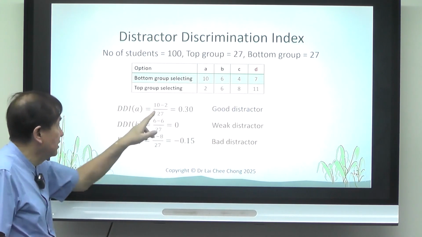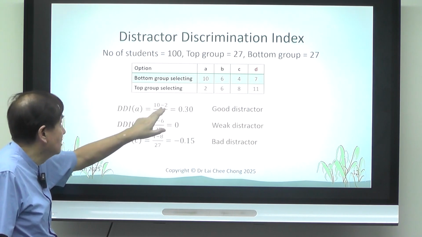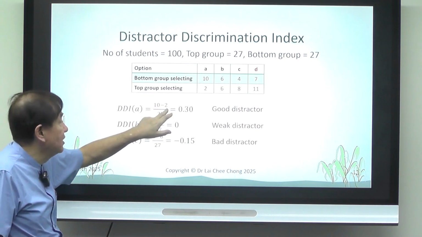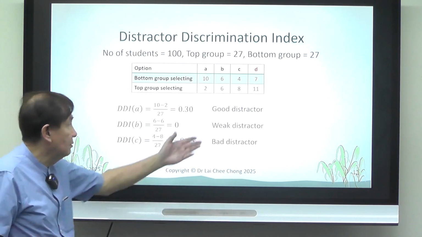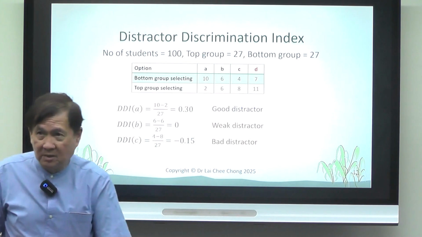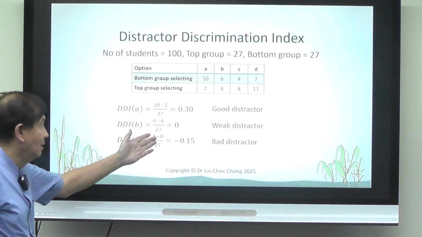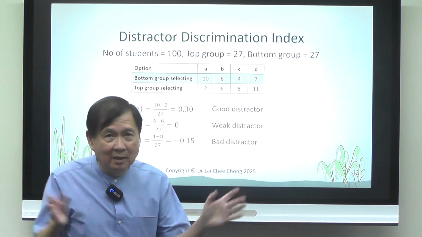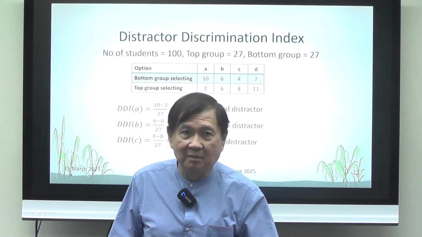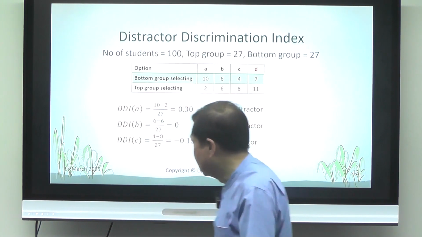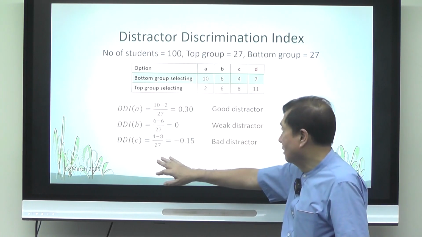Same thing. It's the bottom group: how many choose the A minus number of top group choosing A, divided by 27. And so therefore, it's a good distractor. You see that? So that's basically what it is. Now, with this one here, you get 0, right? You cannot distinguish the two. Both top and bottom group choose the same, in other words. Equal number of students choose the same. And this one is the worst. Okay? It's a bad distractor.